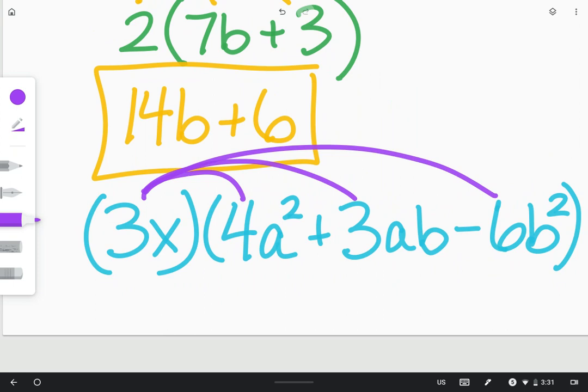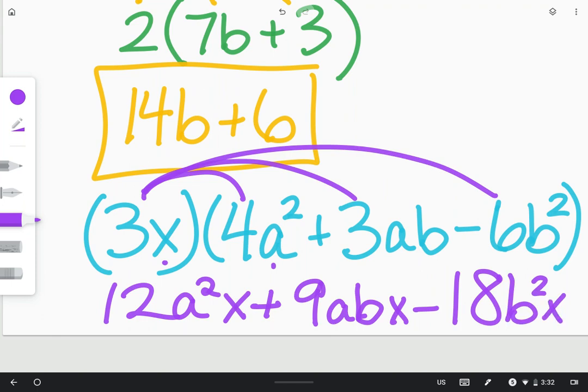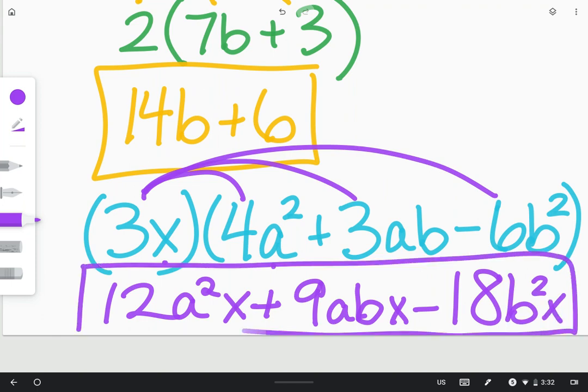So 3x times 4a squared. We're going to multiply like things. 3 and 4 are both constant terms, so that becomes 12. And then the variables, nothing can be done with those, so we're literally going to rewrite a squared and x. We're going to do the same thing in each term. 3 times 3 is 9. a, b, x, none of those go together, so we're going to write it like that. Minus, again, 3 times 6 is 18, and then b squared x. I just tend to put the variables in alphabetical order. And so that would be our final answer there, and that's what you're doing in number 7 and number 8.